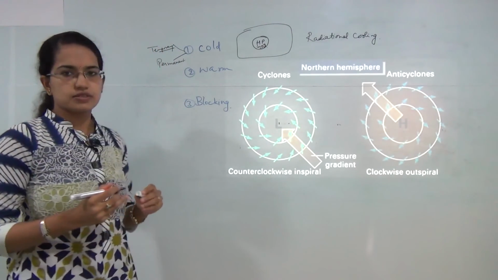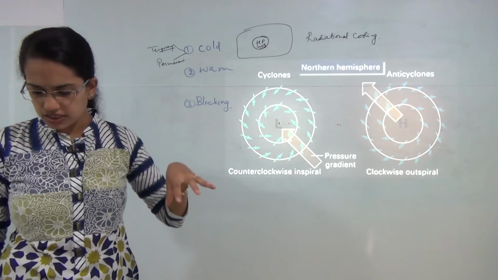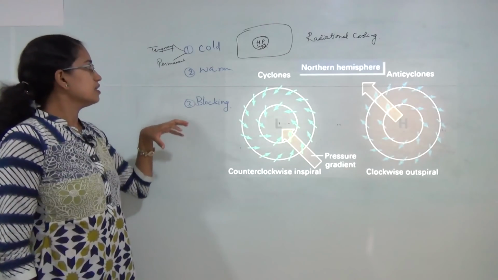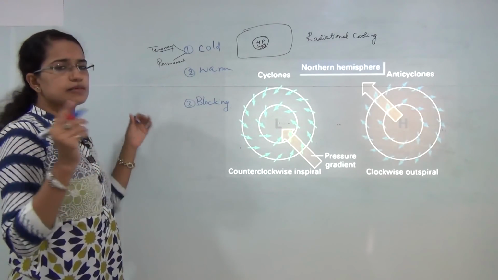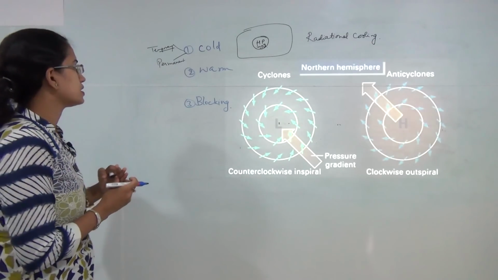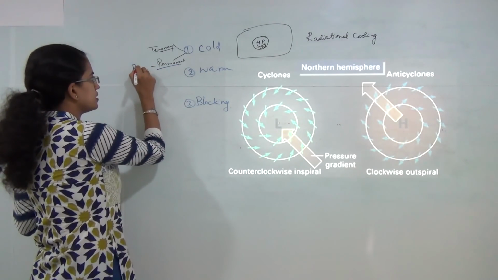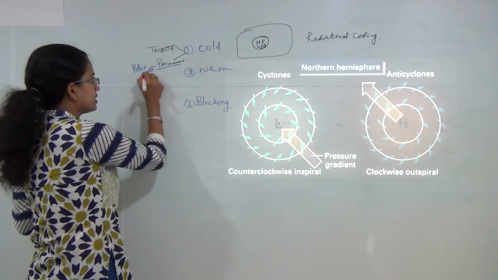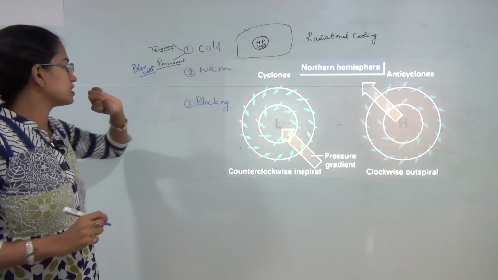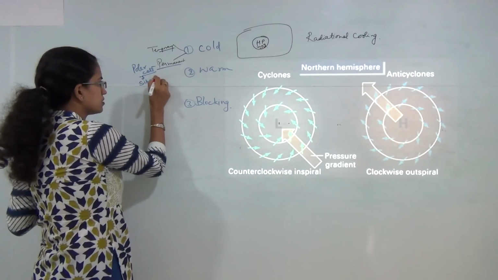Now what is the difference between permanent and temporary? Permanent means there is continuously a high pressure area that is continuously being fed by air or subsidence of air from all sides. That would be a permanent cold zone, for example the polar cell, and this polar cell would be an example of permanently cold anticyclonic condition, for example in Siberia in winters.